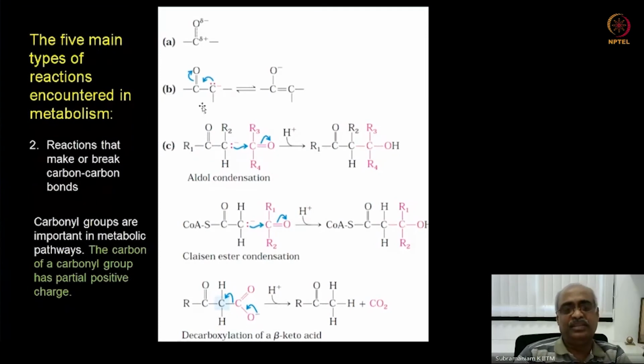So here these are the two main things. One is the carbonyl group's unique feature and its ability to make an anion in the adjacent carbon. And that makes reactions possible. And this is so important that many biochemical pathways actually are arranged to generate a carbonyl group in the vicinity of a carbon where you need a bond cleavage or bond formation.